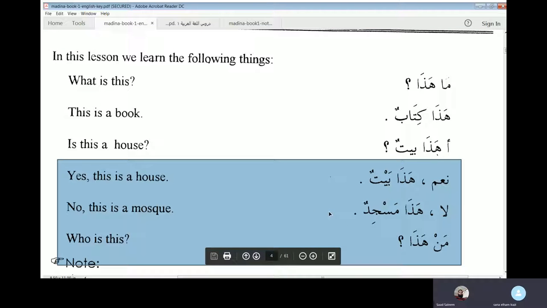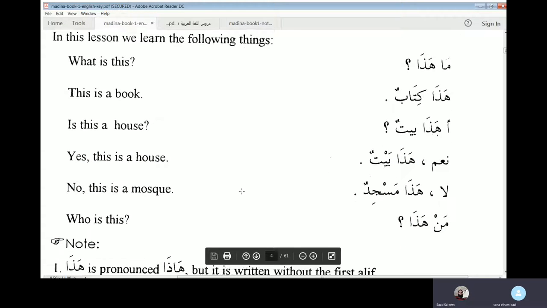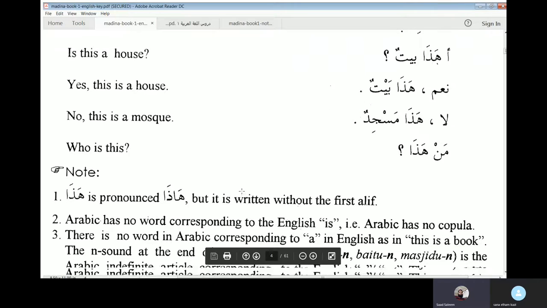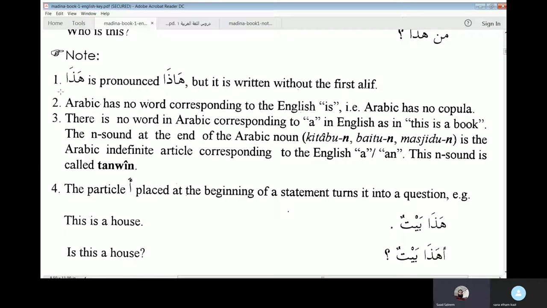Okay. Na'am, hadha bayt. La, hadha masjid. Man hadha? It is okay. Miss Sana, read this.